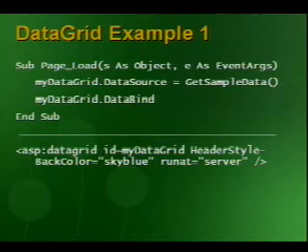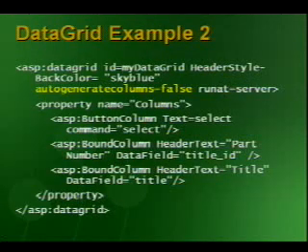Here's the one we just saw, binding to a data grid. Now we're going to do an example where we set the auto-generate columns property to false explicitly, and then also explicitly declare the columns that we do want to have included. And we do this by using this special property called columns.